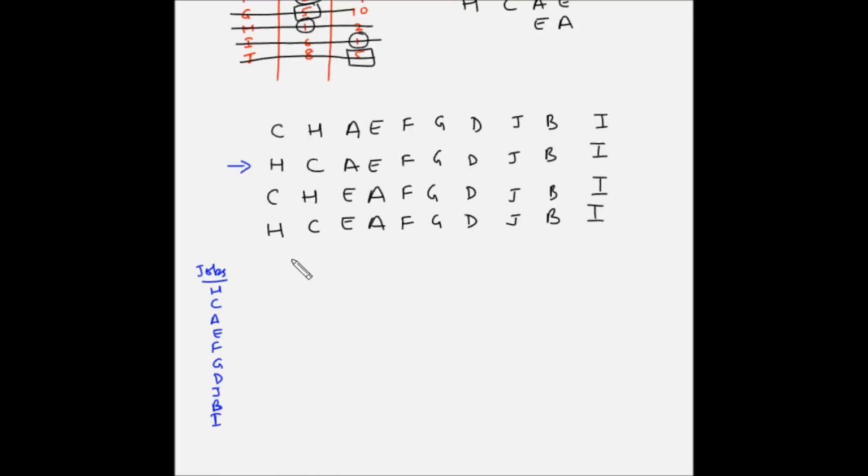Next we have M1, and we'll have in and out. Then we'll have M2, in and out.